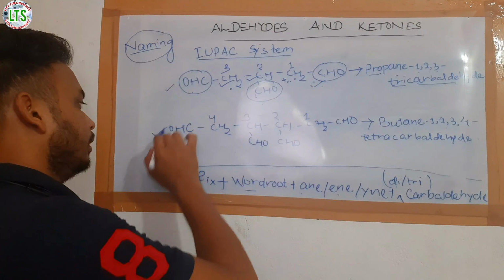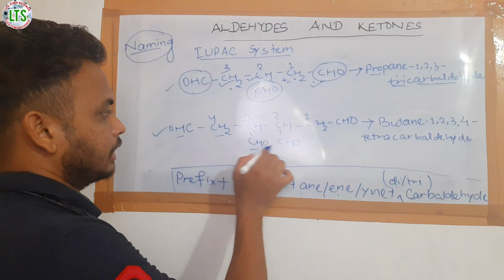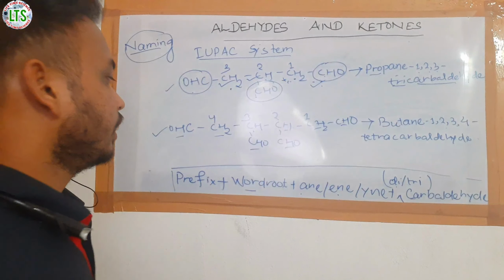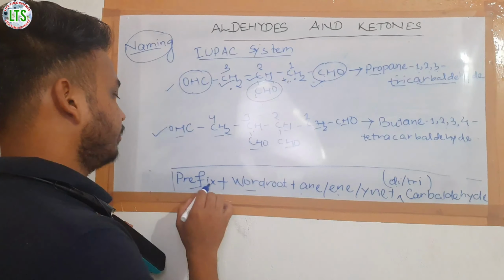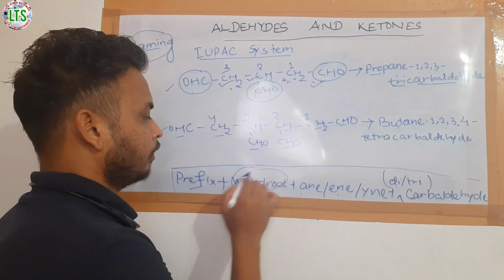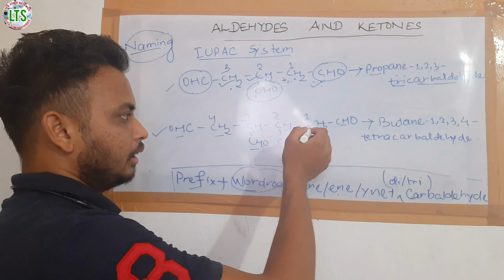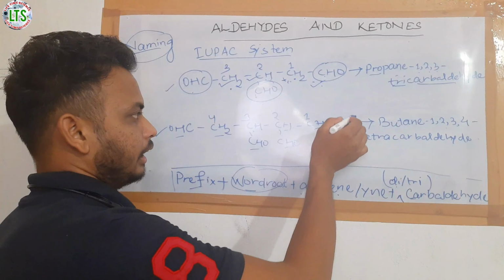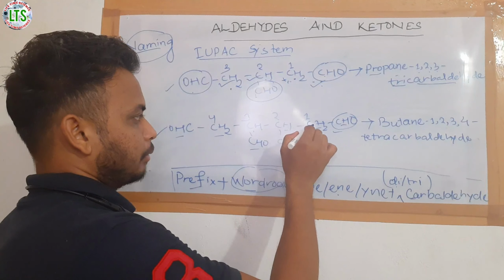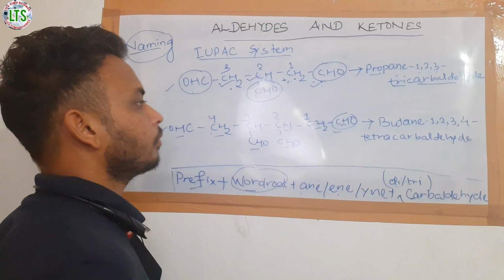Next, another compound, for example CHO, CH2, CH, CHO, CH, CHO, CH2, CHO. Here also there is no prefix or group attached in this compound, so we can start from the word root. Here also the numbering starts from the carbon atom attached directly to the CHO group. So the number of this carbon atom will be 1, this is 2, this is 3 and this is 4.